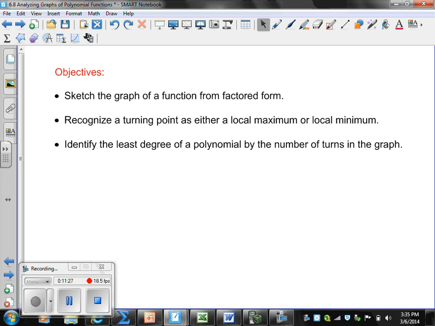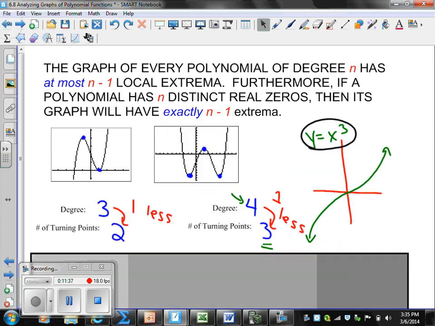And did we identify the least degree of a polynomial by the number of turns in the graph? Well, yes, that's exactly what we were looking at back here. When we said the degree was 3, for example, in this first one, it told us that there were 2 turning points. Or if the degree was 4, we have 3 turning points.